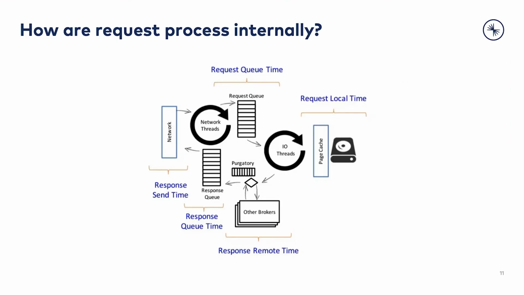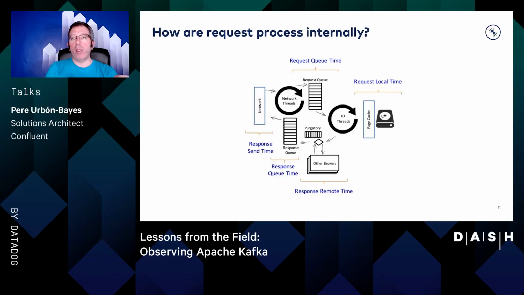This is also very important because when, for example, the disk doesn't work quite well, all of these internal states are monitored. So if the disk doesn't work quite well, the request local time is going to increase, the IO threads are going to be busier, and then all of these things might be piling up upstream, showing a correlation between request local time and request queue time, etc. So all of this is monitored in Kafka. All of this is available for you as a JMX metric.